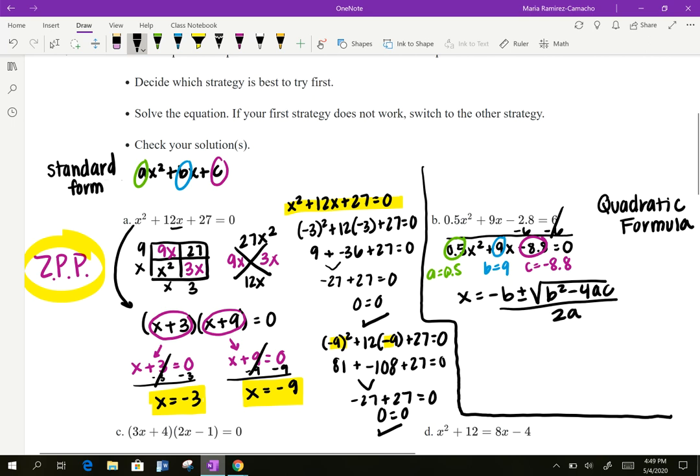Okay, let's plug our values in. This was a 9. And again, I like to put parentheses around values when I plug them in. So I erased too much. Okay, 0.5, 0.5, and then last but not least, negative 8.8.